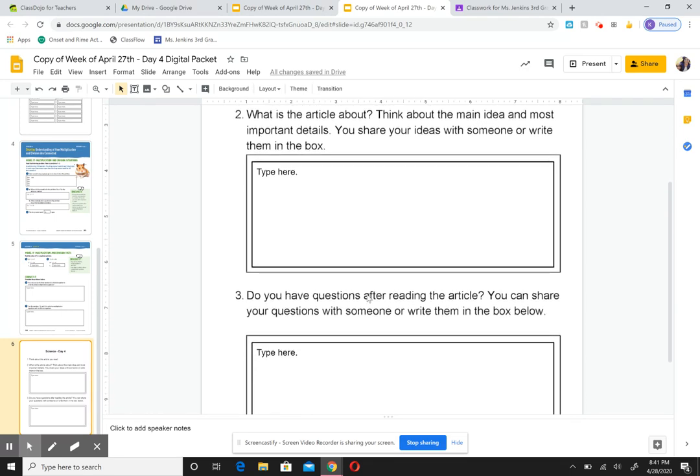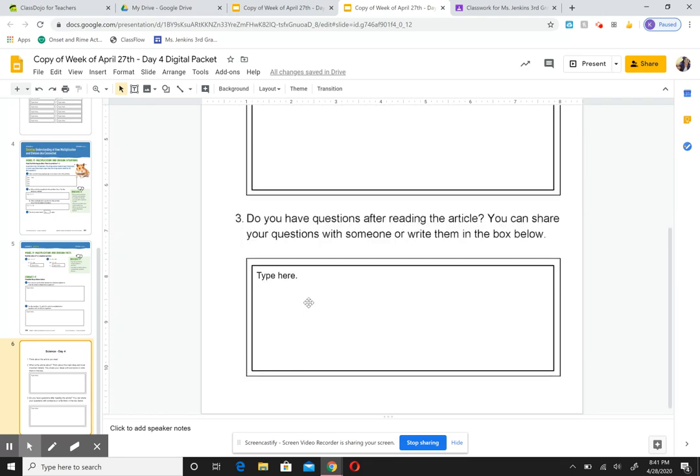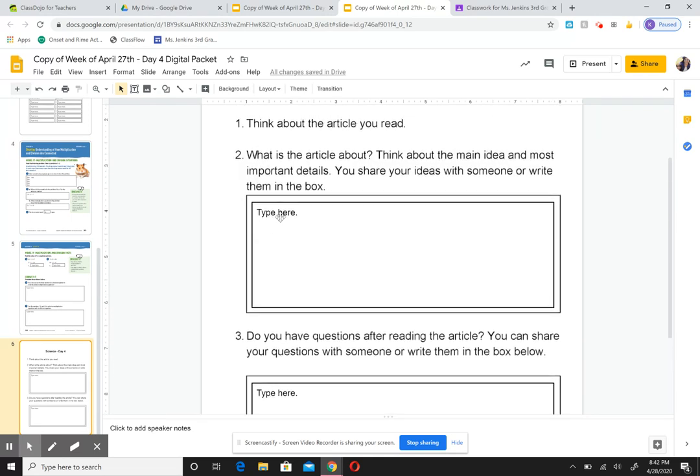Then, do you have any questions? So if you have questions, you can either ask somebody or you can just type them in here for me. Now, main idea is basically when you finish reading that, what was that entire article about? Just like the biggest picture you can think of. Then, the most important details, what are some of the things that stood out to you when you read it that you think are the most important? And then put them here.